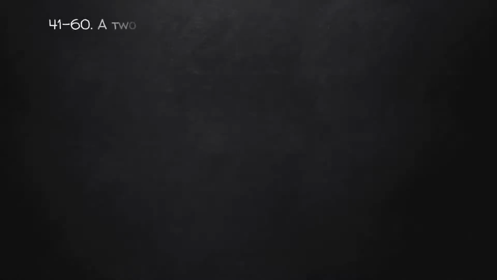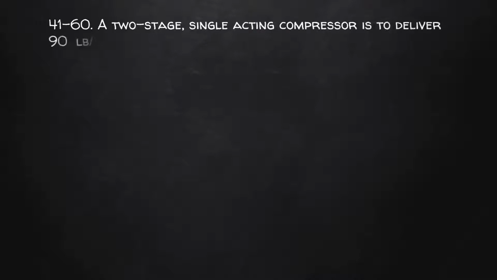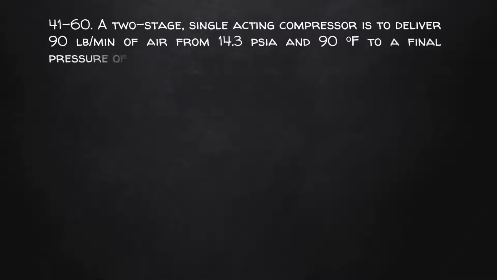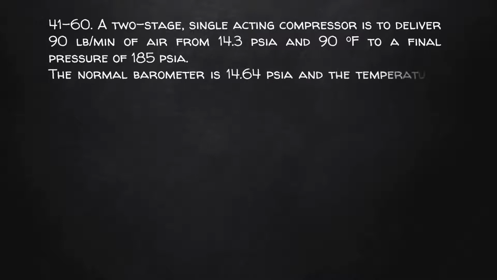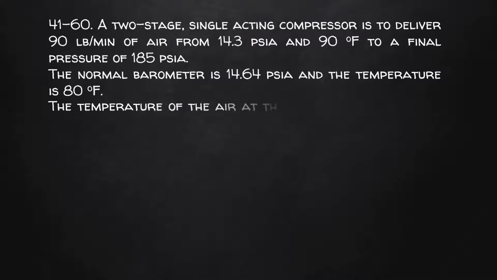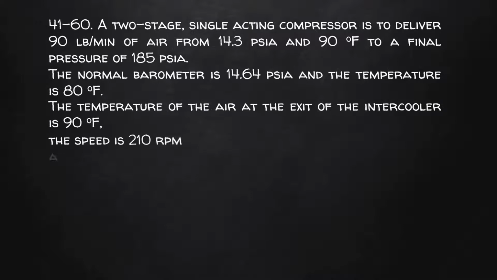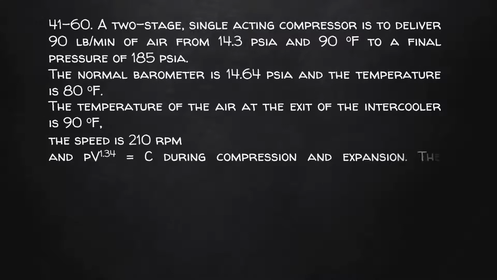A two-stage single-acting compressor is to deliver 90 pounds per min of air from 14.3 psia and 90 degrees Fahrenheit to a final pressure of 185 psia. The normal barometer is 14.64 psia and the temperature is 80 degrees Fahrenheit. The temperature of the air at the exit of the intercooler is 90 degrees Fahrenheit, the speed is 210 rpm, and PV^1.34 = C during compression and expansion.